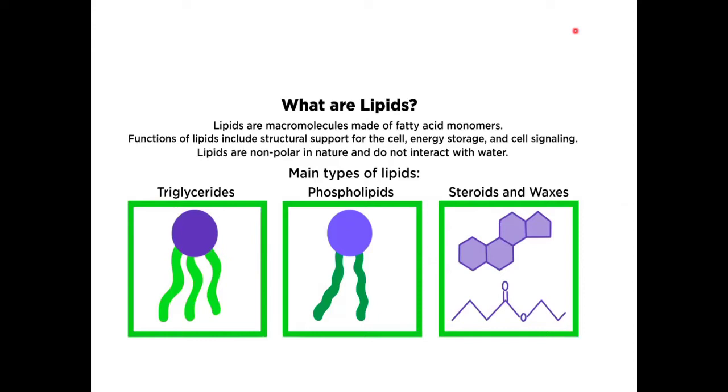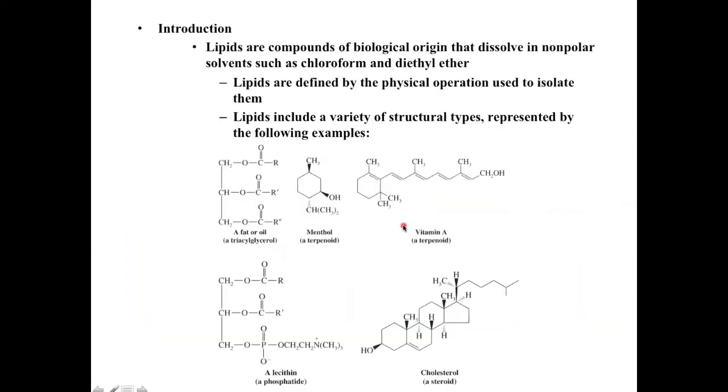So what are the main types of lipids? If we find out, these are the triglycerides and phosphoglycerides. Even steroids and wax are also part of the lipids. We have to go through detailed discussions on triglycerides and phospholipids or glycerides here. Next, introduction. Lipids are compounds of biological origin that dissolve in non-polar solvents such as chloroform, diethyl ether, etc. Lipids are defined by the physical operations used to isolate them, and they include a variety of structural types represented by the following examples. For reference, you can go for the Solomon book.